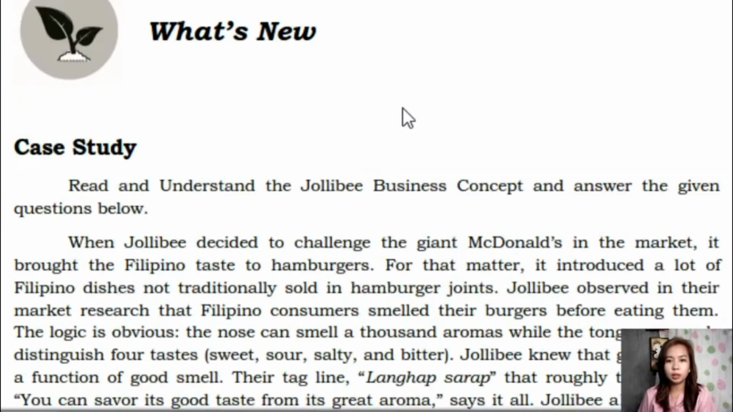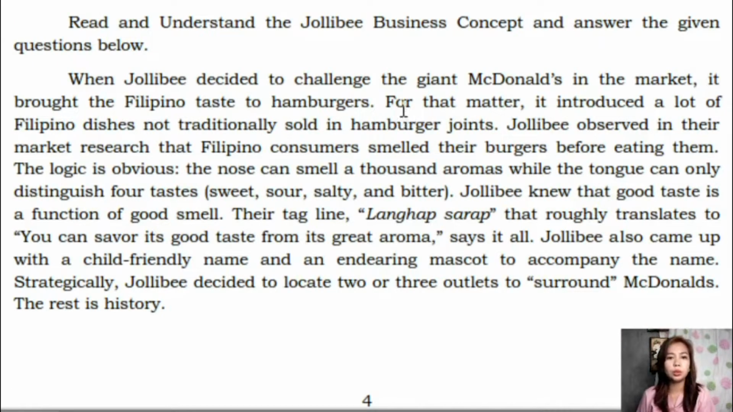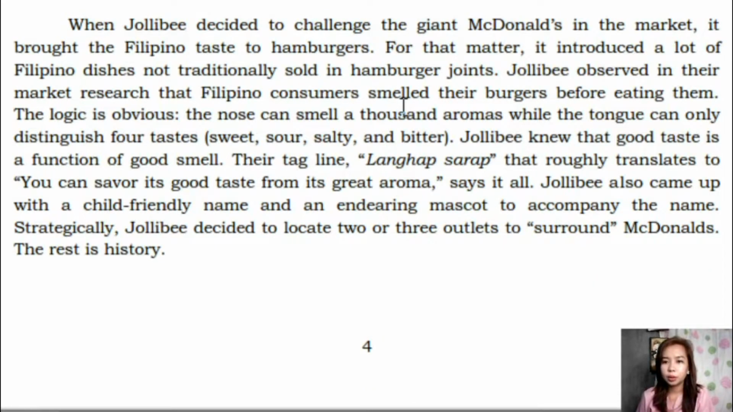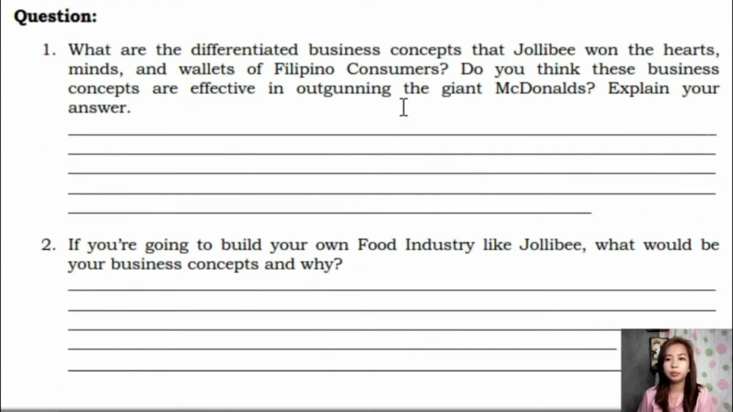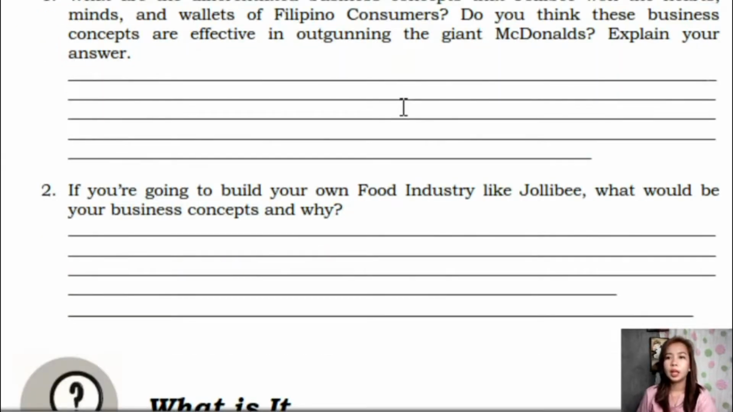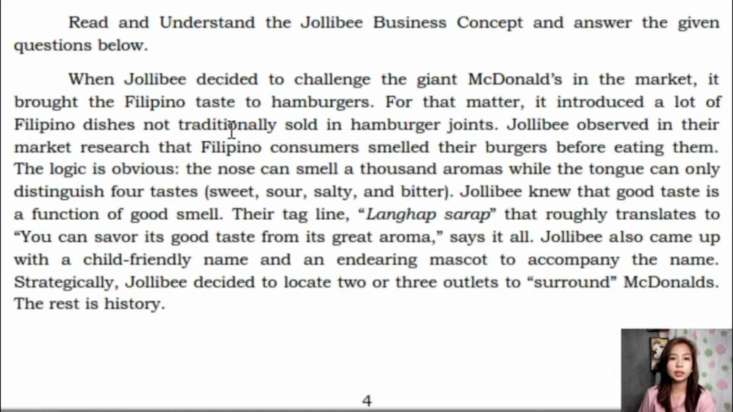Okay, so for the what's new activity, read this case study about Jollibee. It was trending for the previous week because of some issue regarding the food that they serve. So you have to answer these 2 questions and write this in your notebook. This is based on your own opinion about these readings.